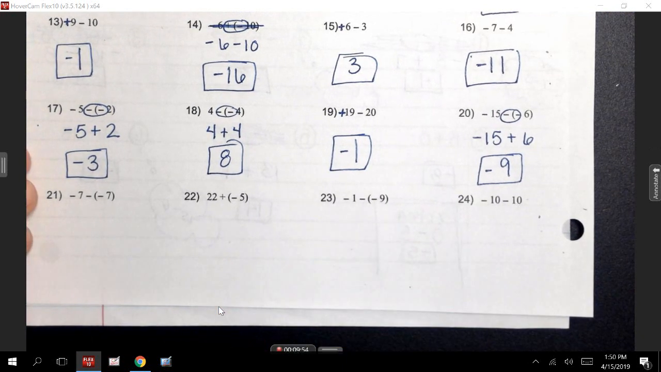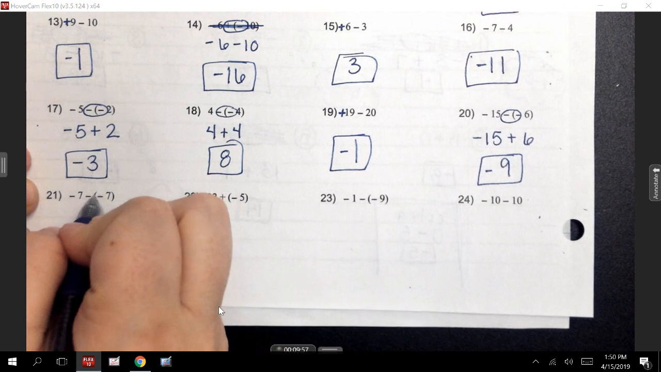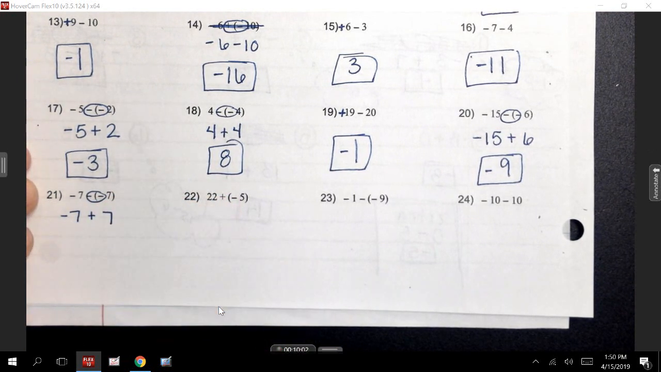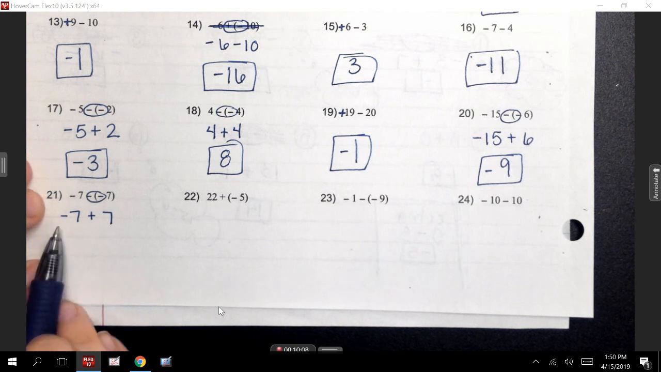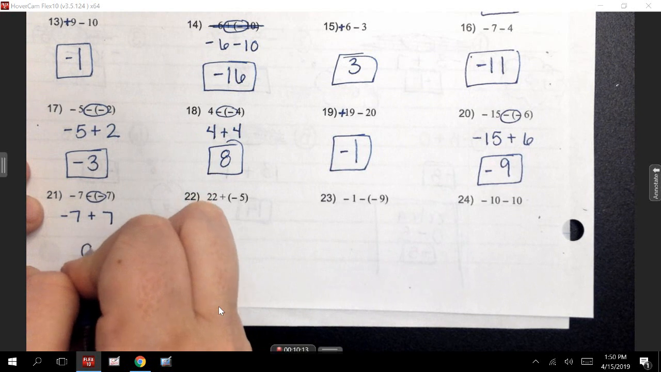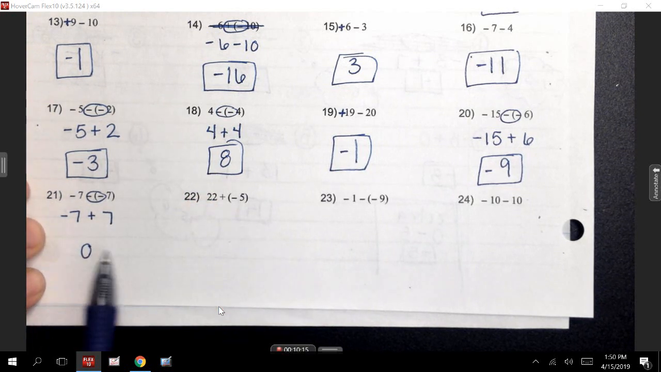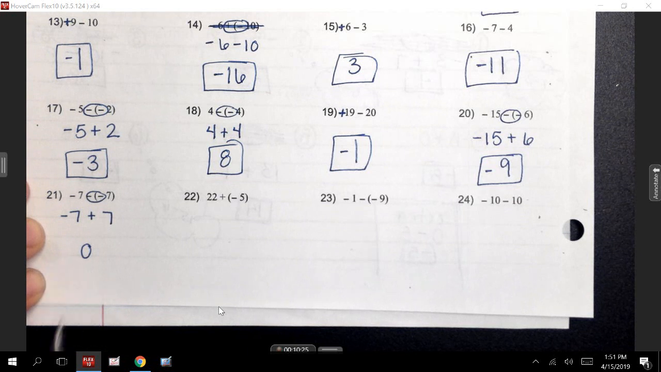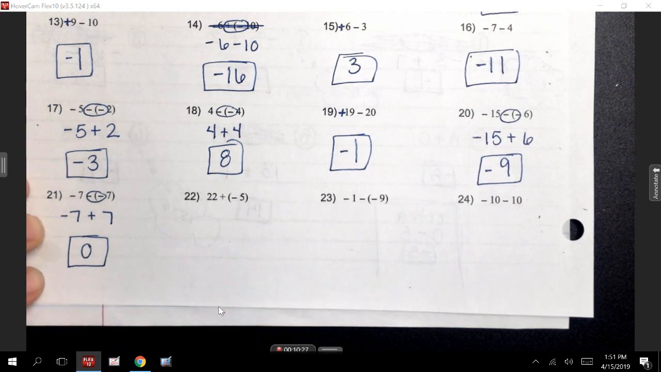Number 21. Rewrite it for me, Brady. Negative 7 plus 7, okay? Am I going to add them or subtract them? Subtract, because I have two different signs. 7 minus 7 gives me 0. Now, guys, if I try to look for a bigger number, is there one? No. 0. Can 0 be positive? No. Can 0 be negative? No. My answer is just 0.